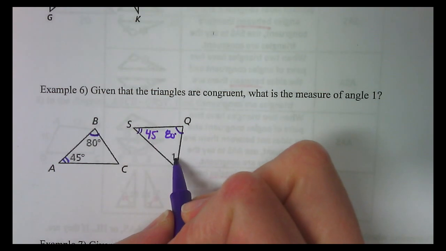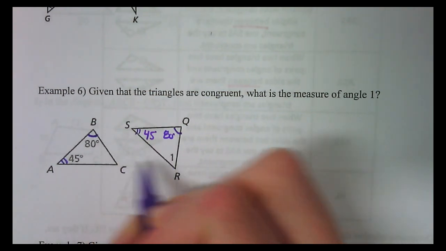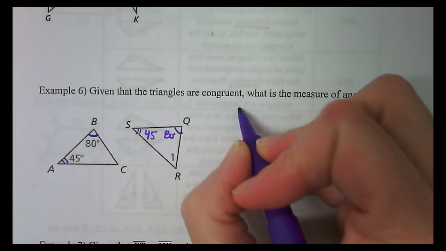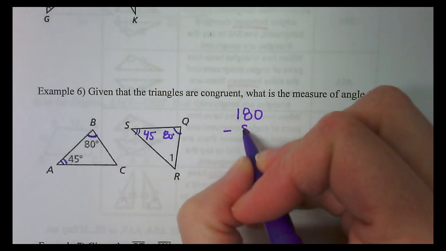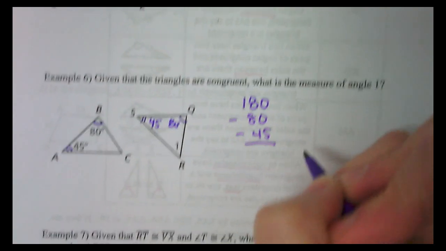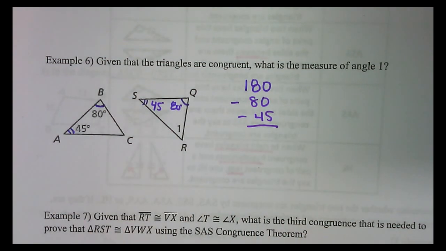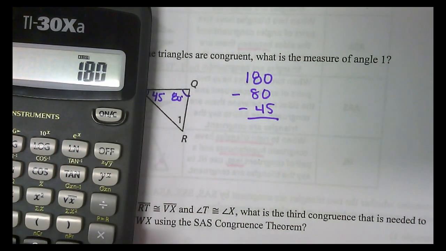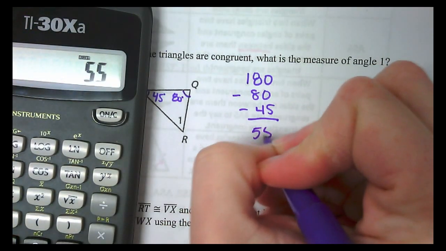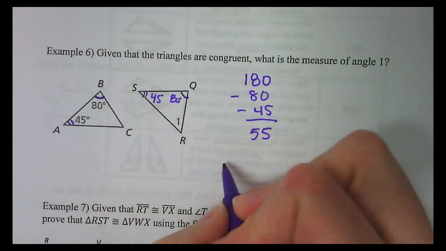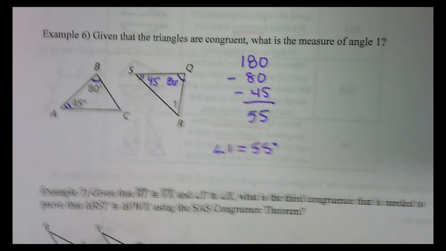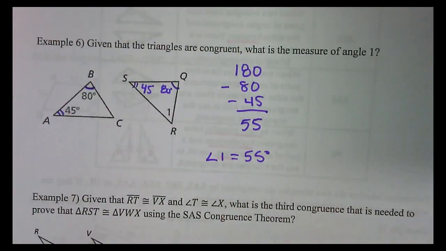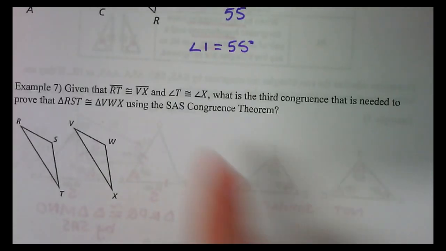My missing angle is the angle that's not marked in either triangle. We have to know that every triangle has 180 degrees. So if I take 180 and I subtract the two that I know, I'll be left with my missing angle. So I'm going to start with 180, subtract 80, and subtract 45, and I'm left with 55. So angle 1 is 55 degrees. You have to know every triangle has 180. That's a really important part.